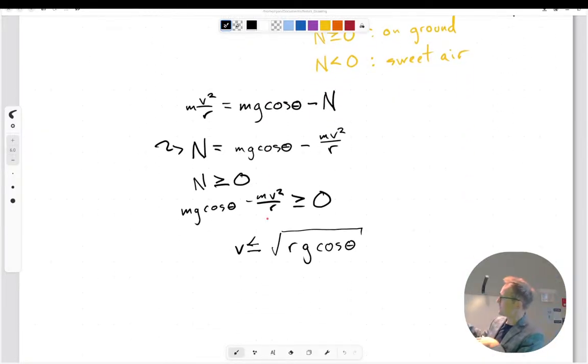We did some algebra. We got to V is less than the square root of RG cosine theta. And at pi over 2, cosine theta is 0. Realistically, on a hill, what's the maximum incline that you've ever experienced on any hill that you've ever been on? 45? You think 45? What do you think? Probably like 20 degrees, maybe 25?